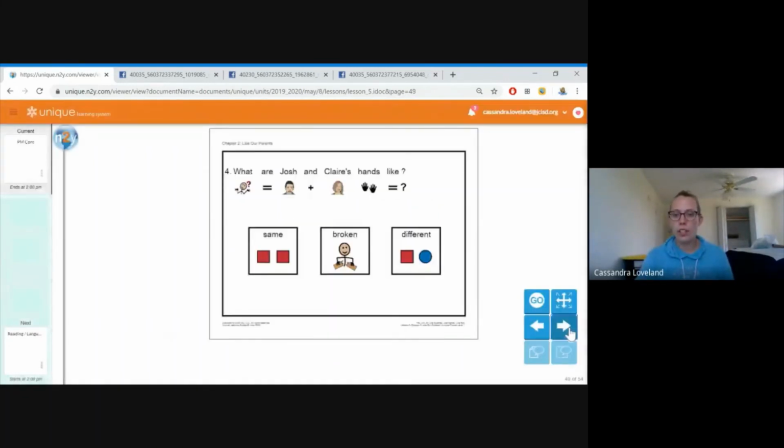What are Josh and Claire's hands like? Are Josh and Claire's hands the same? Yes or no? No. Josh and Claire's hands are not the same. Are they different? Yes or no? Yes, Josh and Claire's hands are different. They don't put the same thumb on top. They each put a different thumb on top.